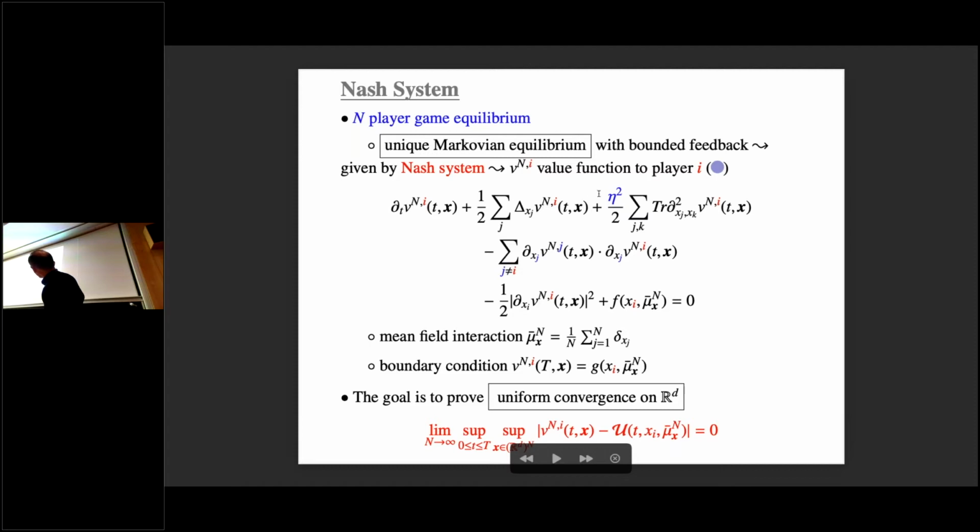If you have a common noise, there are correlations between the noises, and you have these extra second order terms. You can forget this term in the equation if it is too complicated, but it comes from the additional correlation between the particles. Okay, so this is this big Nash system that characterizes somehow the Markov equilibria in the game. What about the boundary condition? Well, at terminal time, the cost to player I is given by G of xi, which is my own state, and the state of the population.